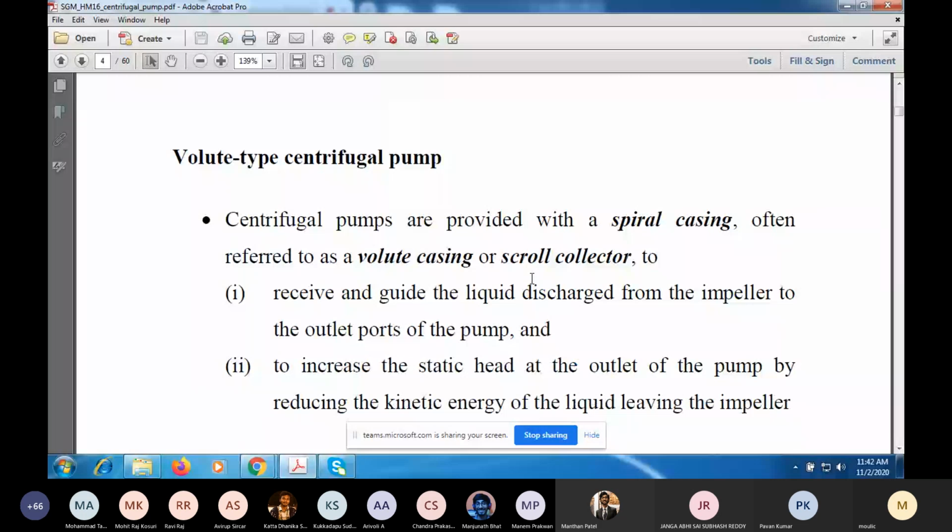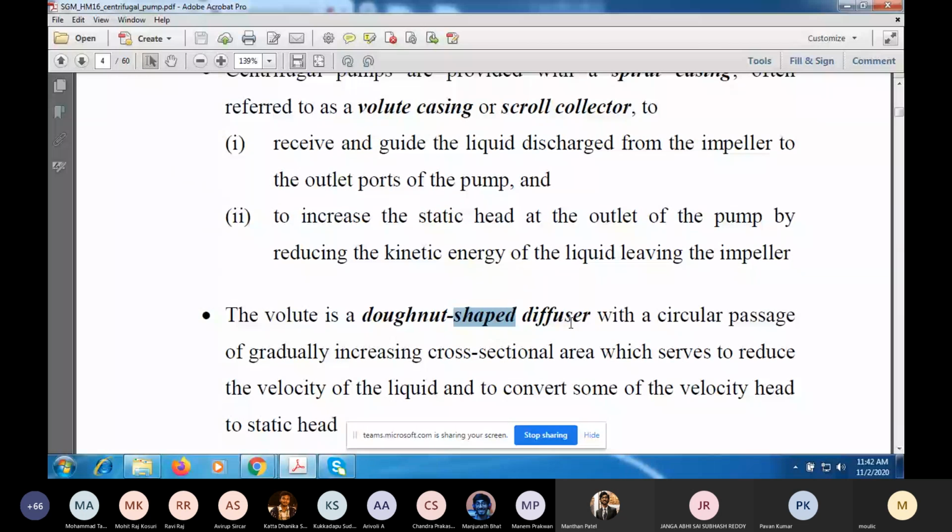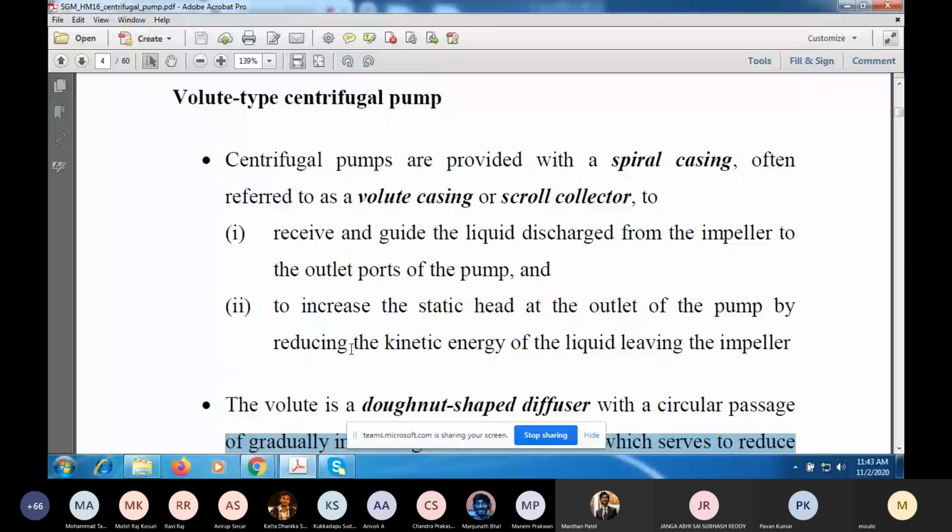Now we'll look at what I already talked about, which is called a volute type centrifugal pump. So these are provided with a spiral casing or volute casing, or you may call it a scroll diffuser or scroll collector. Okay. So this is a donut shaped diffuser with a circular passage of gradually increasing cross-sectional area. So this will receive and guide the liquid that is discharged from the impeller to the outlet port of the pump. And it will increase the static head of the pressure by reducing the kinetic energy.